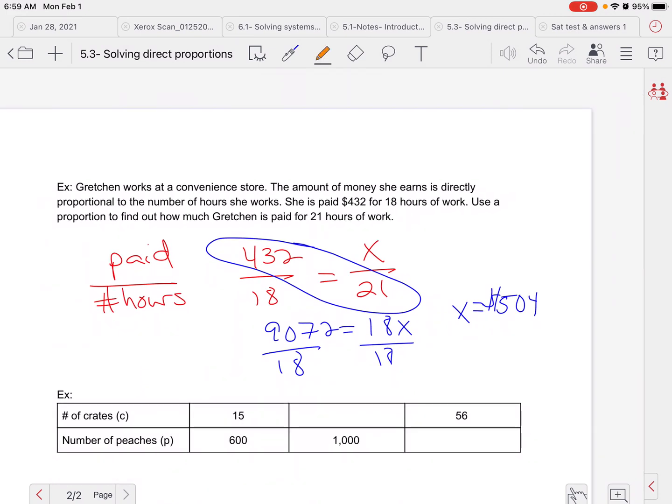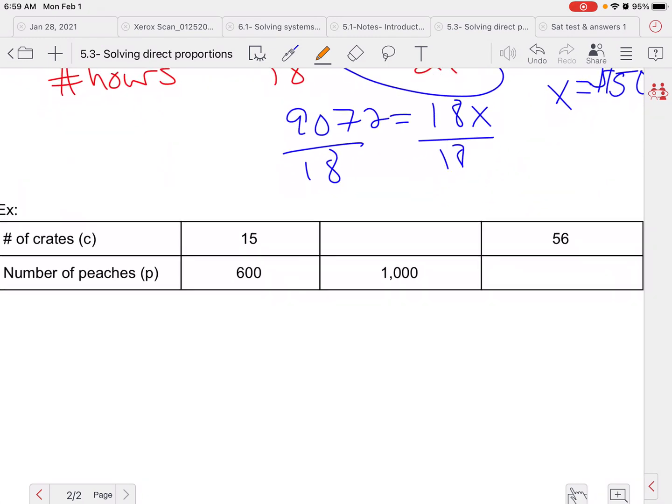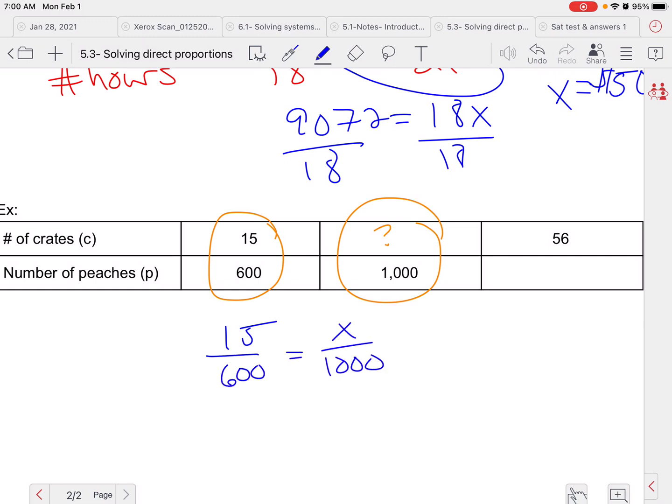All right. So the next one, we have number of crates and number of peaches. Okay. So I know in 15 crates there are 600 peaches, and I want to figure out how many crates have 1,000 peaches. So again, this is basically set up as a direct proportion already. So I'd have 15 over 600 is equal to x over 1,000. Okay, and then I multiply the diagonals.